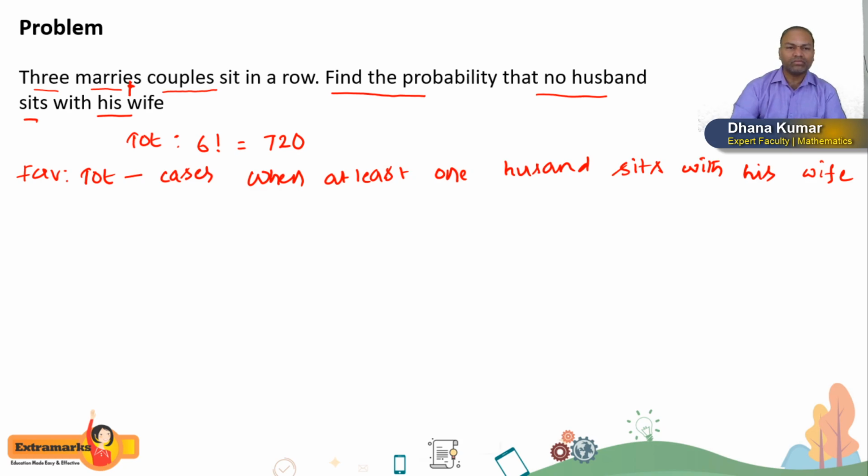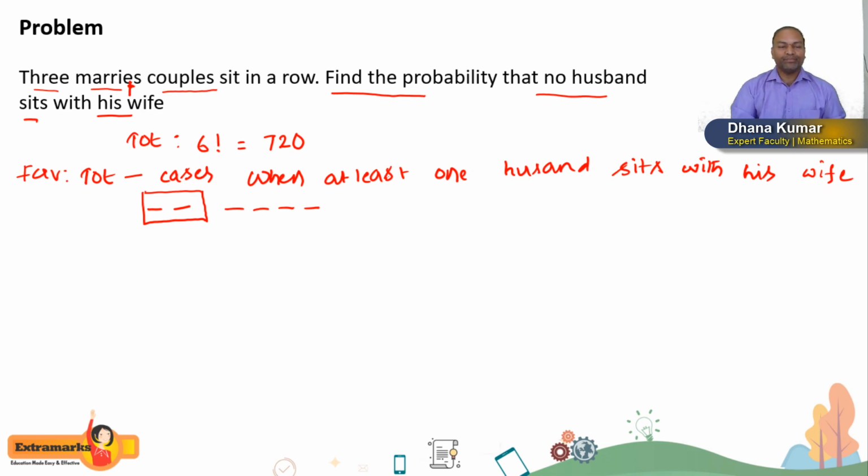Let us see one by one. Here, cases when at least one husband, at least one means minimum one. Let us come to the first case. One husband sits with his wife, remaining two, no. Question understood? Only one husband sits with his wife. Actually there are 6 people. Only one couple sits together. The remaining members are 4. For these 4 there is no restriction. Anyone can sit with anyone's wife.